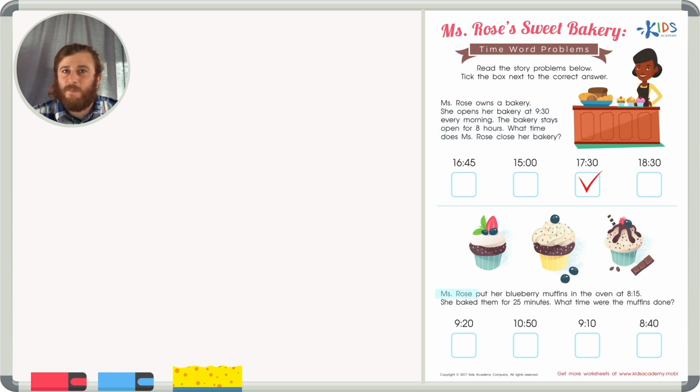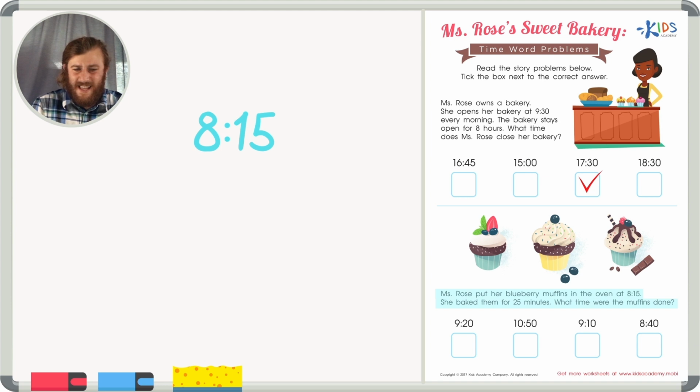Miss Rose put her blueberry muffins in the oven at 8:15. She baked them for 25 minutes. What time were the muffins done? For this word problem, we still know what time she's starting at. She's starting at 8:15. But in this word problem, they tell us how big of a jump or how much time will pass. That's 25 minutes. And what we want to figure out is, what time will the muffins be done?